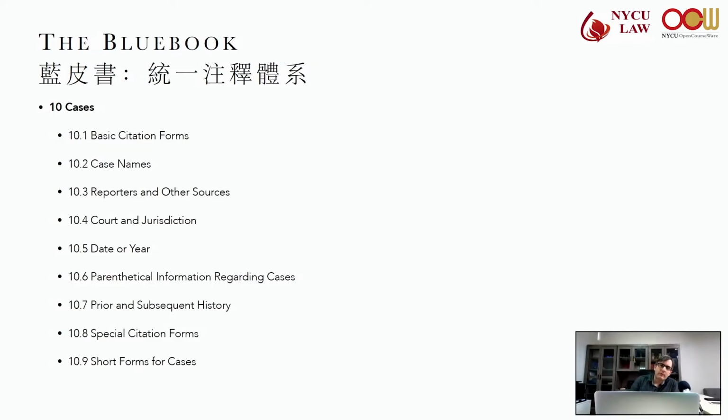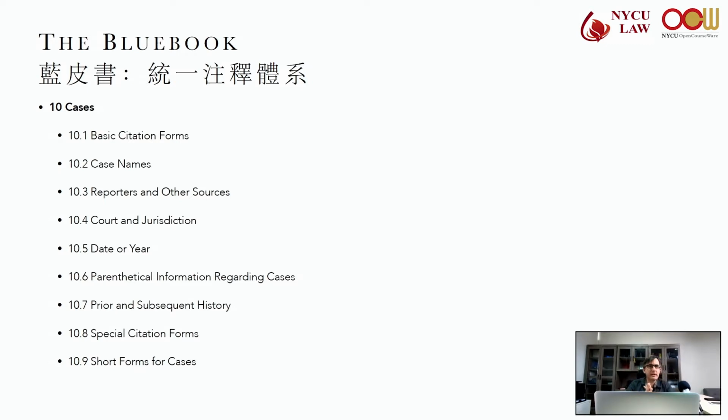So, for citing cases, you'll have the first party, V period for versus, and the second party. Now, all of this is in normal text.